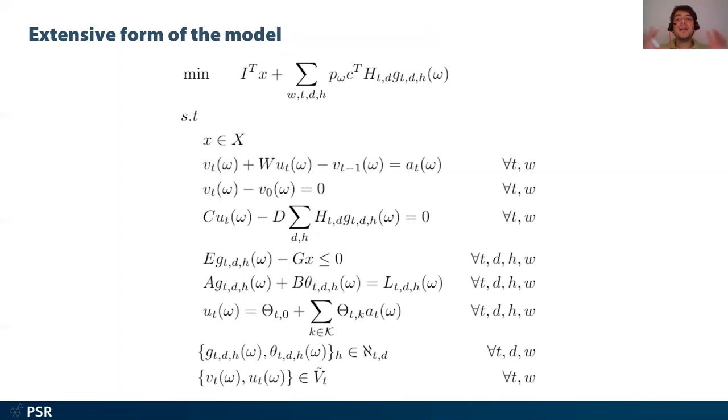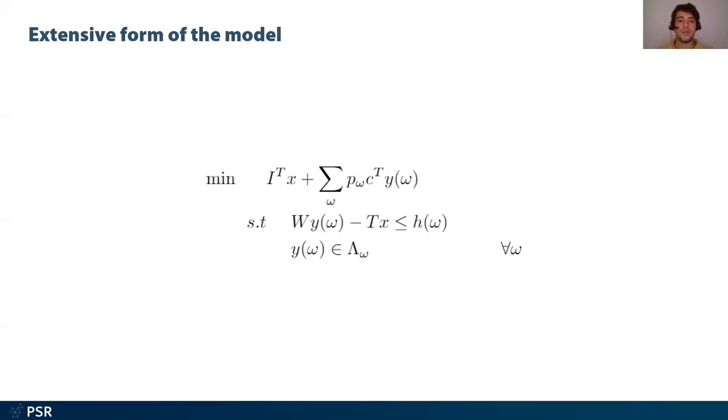And well, here is the extensive form of the model, with all of the constraints. We have load balance, transmission network constraints, we have reservoir constraints, and etc. But in order to understand better the structure of the problem, I will make a simplification of this formulation. So let's analyze here the simplification of the problem.